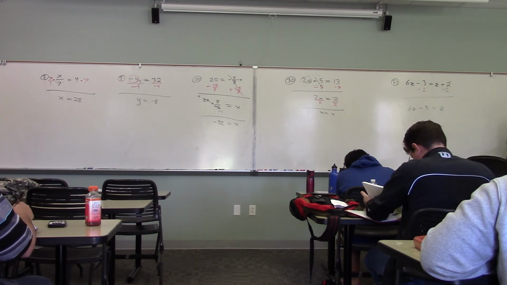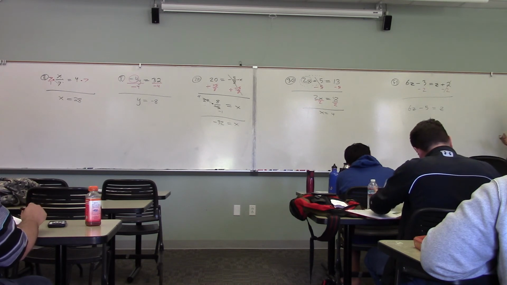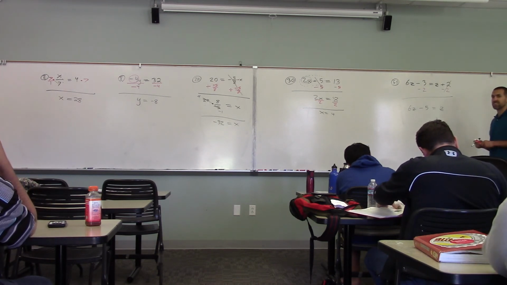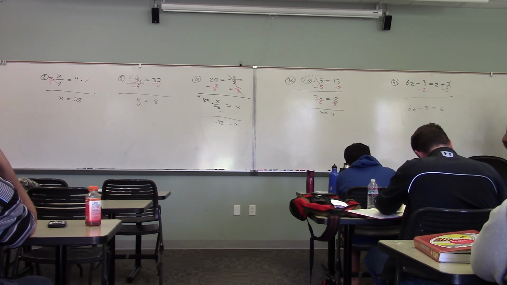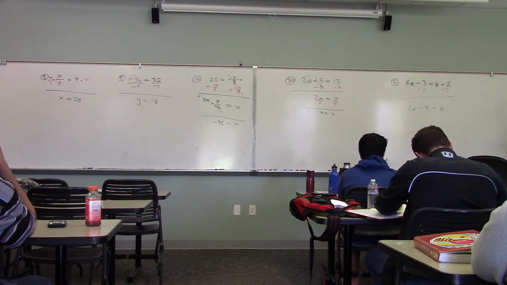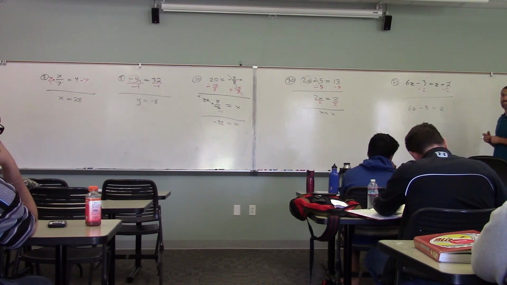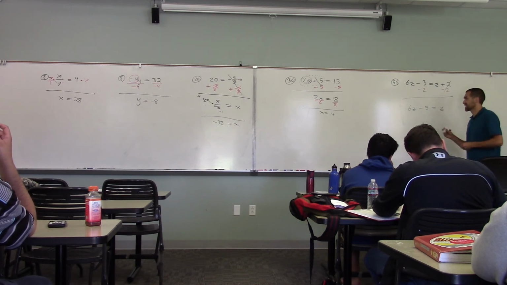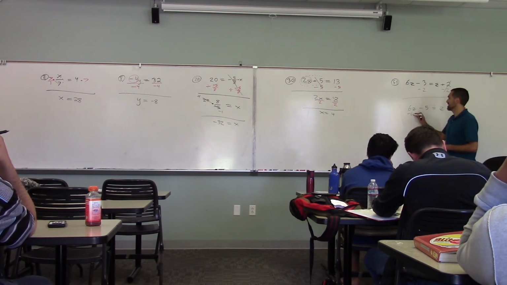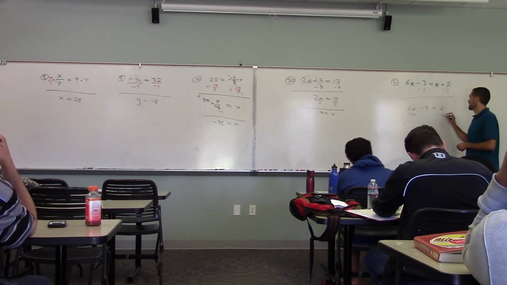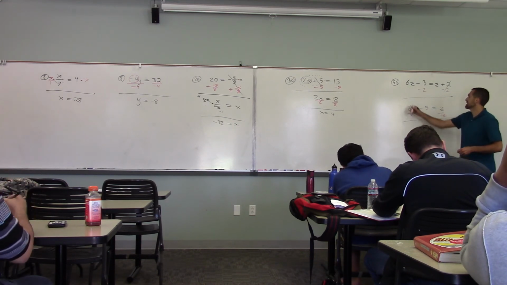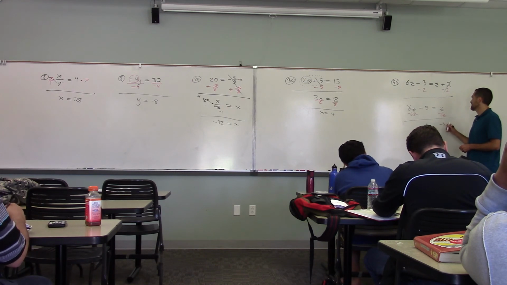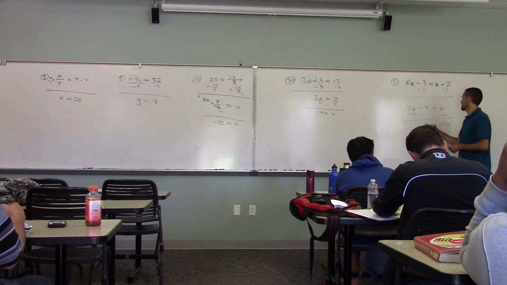So what's the next step? So yes, Louise, help me out. I would get the 6 over to the other side. Exactly, so we subtract the 6z and put it on the other side. So z minus 6z is negative 5z equals negative 5.